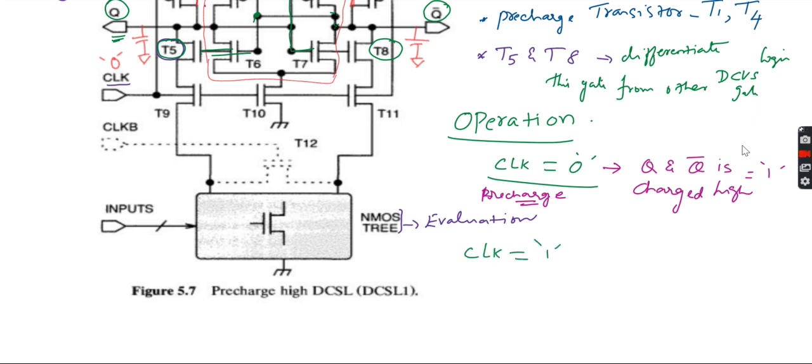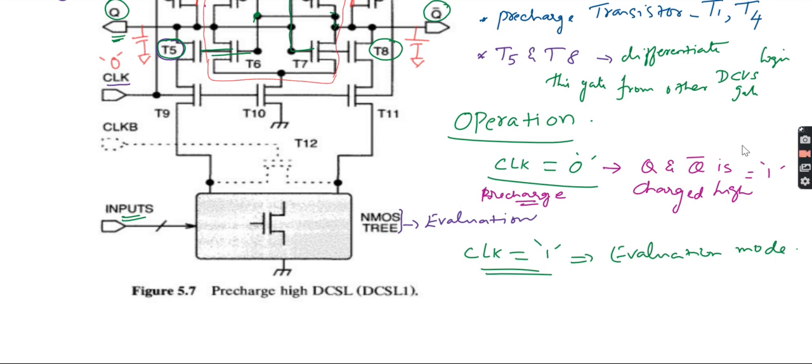Next, let us see when the clock is equal to 1. When the clock is equal to 1, it will be in the evaluation mode. Evaluation mode in the sense that here the inputs should be stable. What is the meaning of that? This is only the NMOS tree, no? So here only you are passing the inputs. Even if you have to change the inputs, you have to change them here only. So now the gate will evaluate with the stable inputs to the NMOS tree and the clock is going high.